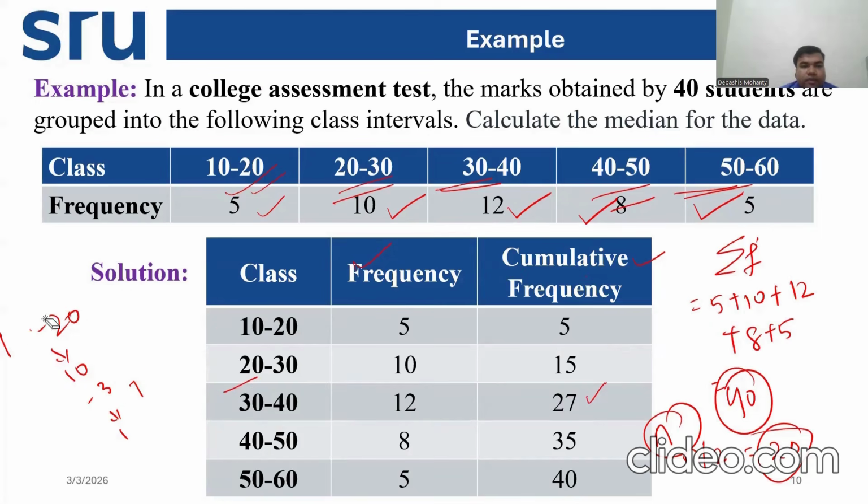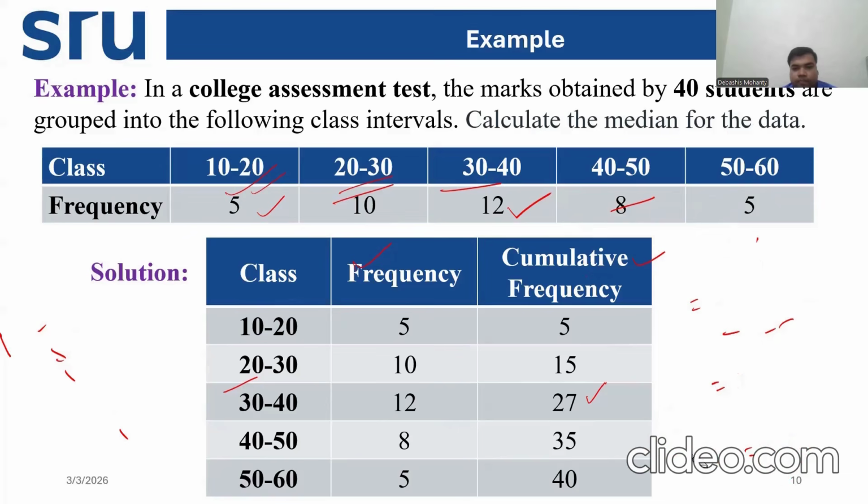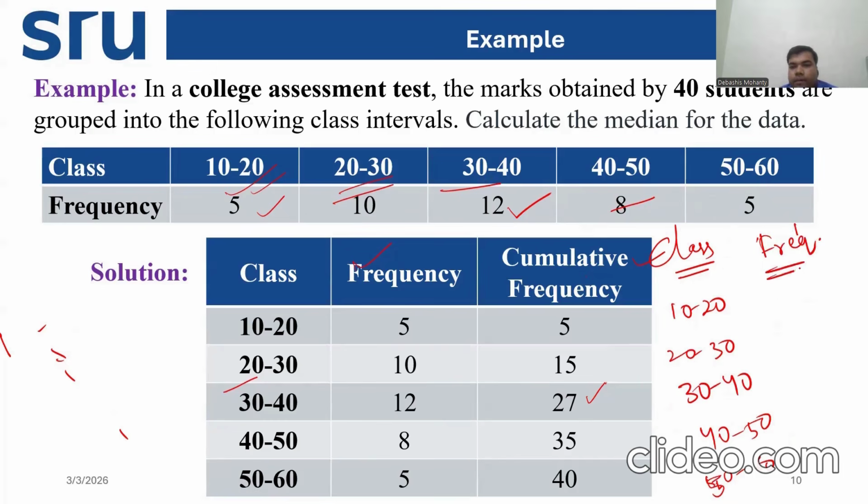Here the class intervals are given: 10 to 20, 20 to 30, 30 to 40, 40 to 50, and 50 to 60, right? Let us write this properly in a tabular form. After that, we need to write the frequency. For 10 to 20, the frequency is 5. For 20 to 30, the frequency is 10. For 30 to 40, the frequency is 12. For 40 to 50, the frequency is 8. For 50 to 60, the frequency is 5. So these are the frequencies.